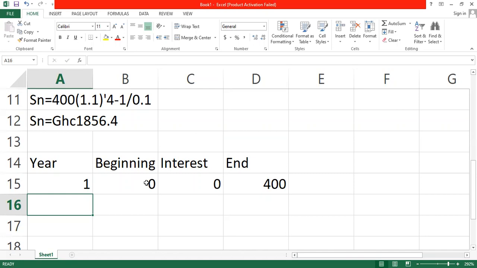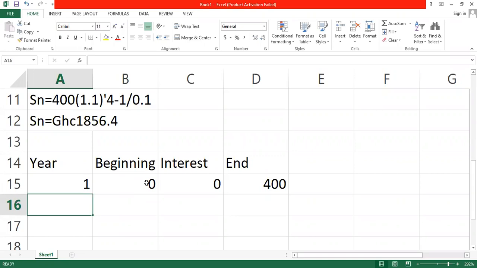If you come to the interest too, since you don't have any amount in the account, you are not going to earn any interest. But at the end, you will now have 400 because the money will be transferred at the end of the year. So you now have 400 in the account.